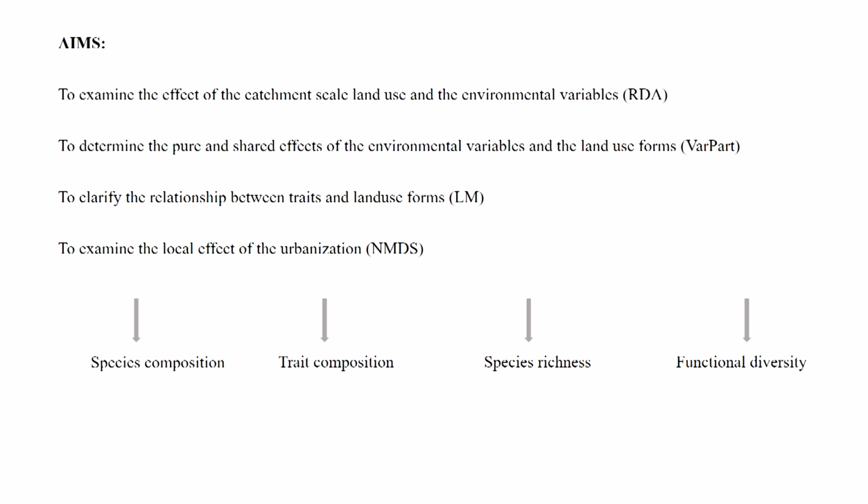In this small study, we examined the effect of the catchment scale land use and environmental variables on the species and trait composition of diatoms. We determined the pure and shared effects of the environmental variables and land use form, also on the species composition, trait composition, species richness and functional diversity. With linear models, we tried to clarify the relationship between the traits and land use forms. And beside the catchment scale effect of the urbanization, we tried to examine and highlight the local effect of the urbanization in streams.